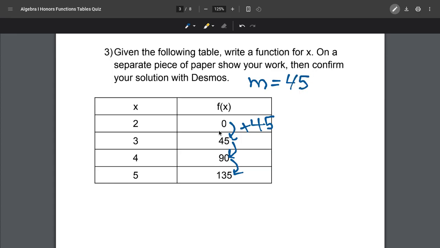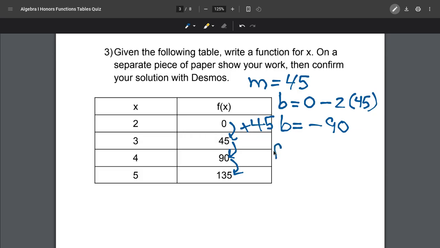But now I have to bring this back to where x equals 0 to find my b value. So we're starting at 0, and then to go from 2 to 0, we'd go 2 steps back, so subtract 2 times 45. So if we work this out, my b value is going to be negative 90.